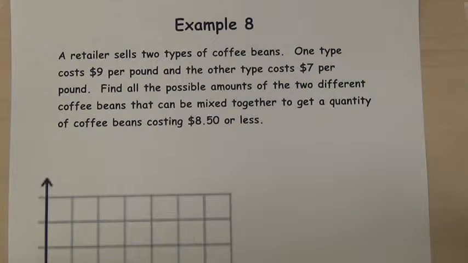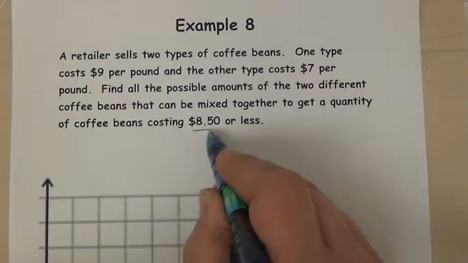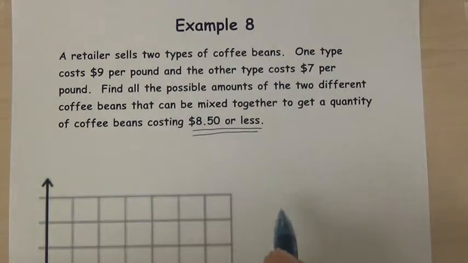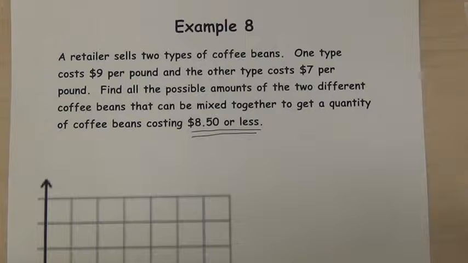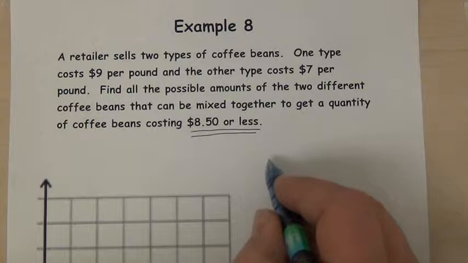So this question is asking us to mix a couple different kinds of coffee together and come up with a blend that's going to cost $8.50 or less. So we know that because of this statement at the end, $8.50 or less, that we're going to deal with an inequality. And there are multiple solutions or multiple mixtures that we can create that will have a cost of $8.50 or less. So we're going to want to represent our solution graphically. So let's write our inequality to begin with.